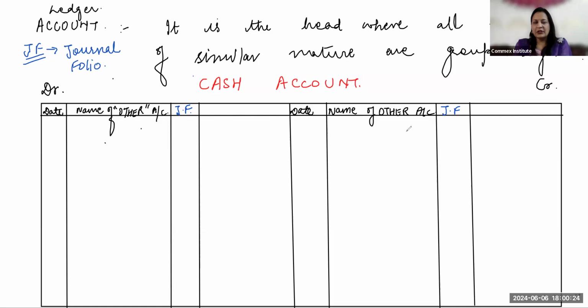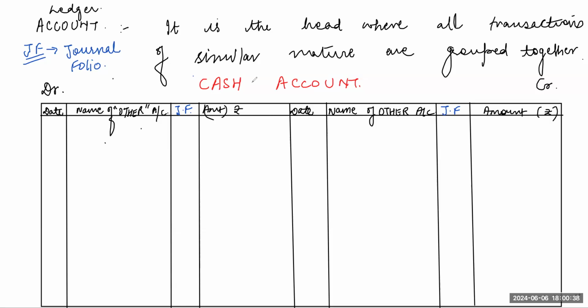First we'll just write, and the last column is of course the amount column, in which we'll be taking the currency as rupees. The last column is your amount column, in whatever currency we're using. Yes, Isha, the journal folio is like a page number.